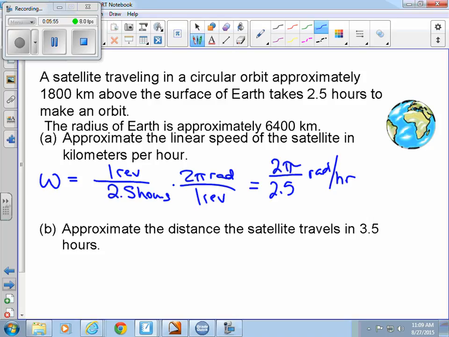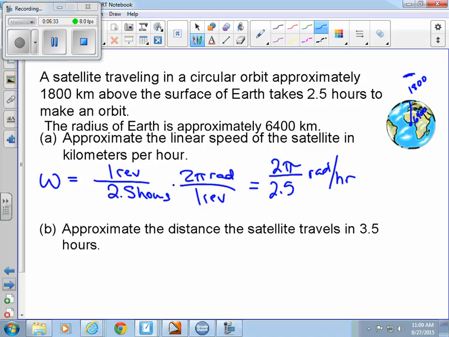Now I need to get the linear speed, which I know is the radius times omega. What is the radius? 6,400. Add the 1,800. Why do we have to add? Okay. The satellite is up here somewhere, right? In orbit. How far up there? 1,800. This is 6,400. So that radius would be both of those combined together. Does that make sense? So what is it? 8,200.